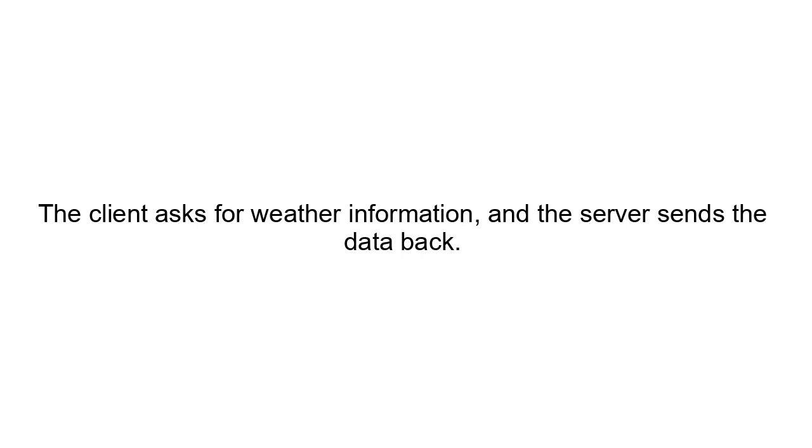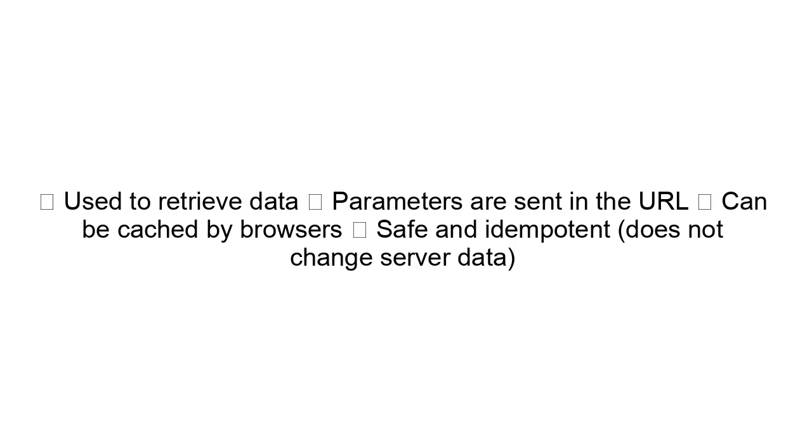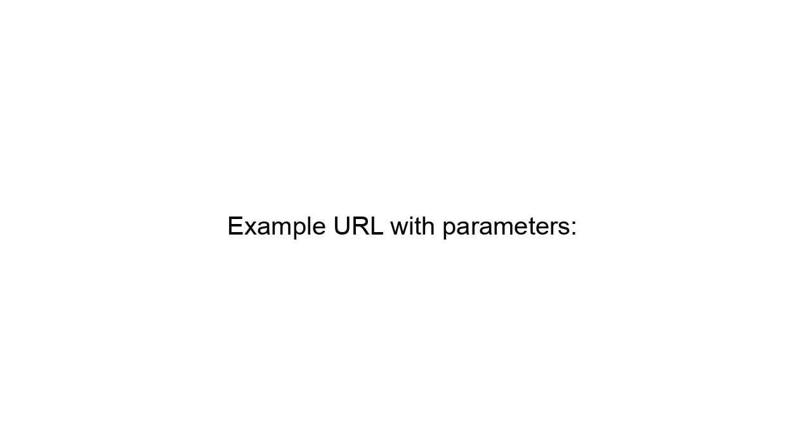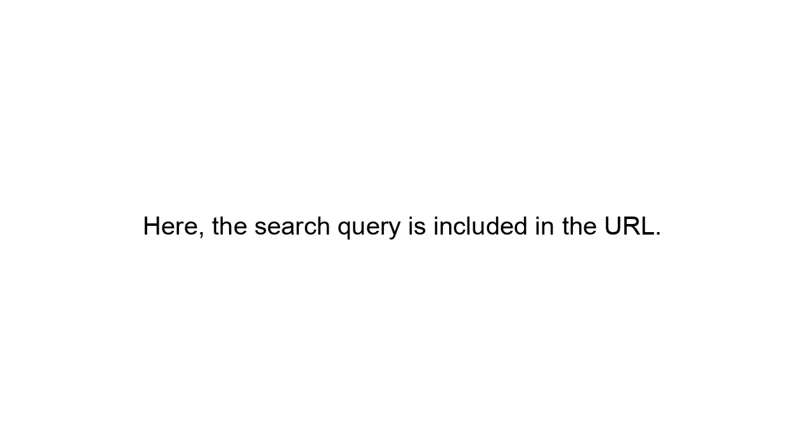Characteristics of GET. Used to retrieve data. Parameters are sent in the URL. Can be cached by browsers. Safe and idempotent. Does not change server data. Example URL with parameters: https://example.com/search?q=programming. Here, the search query is included in the URL.